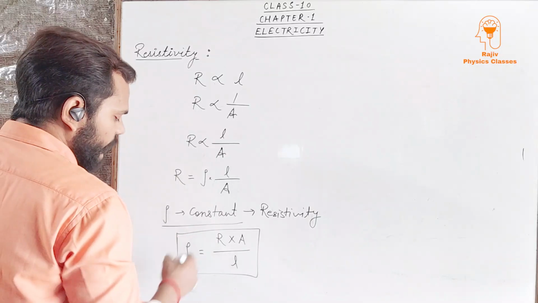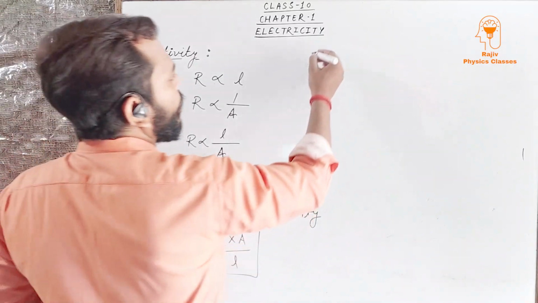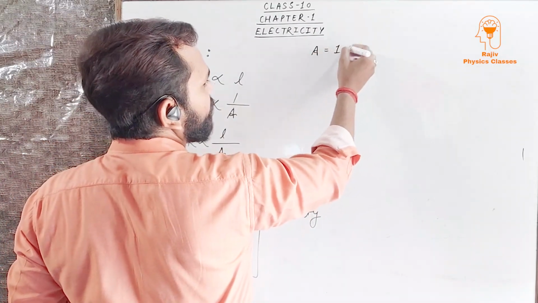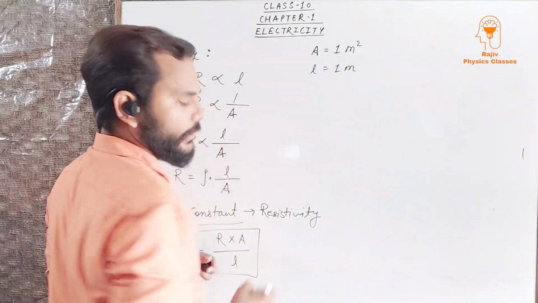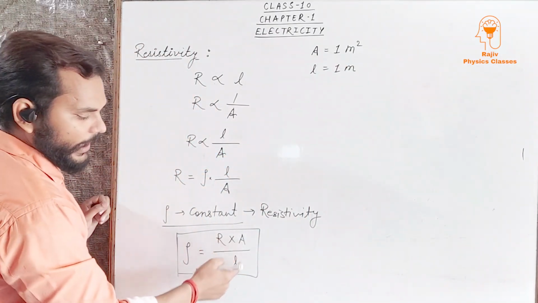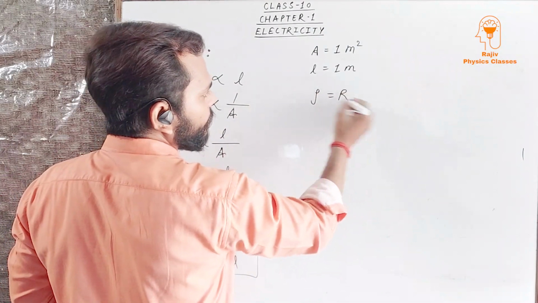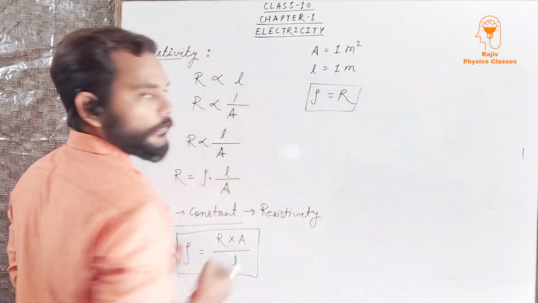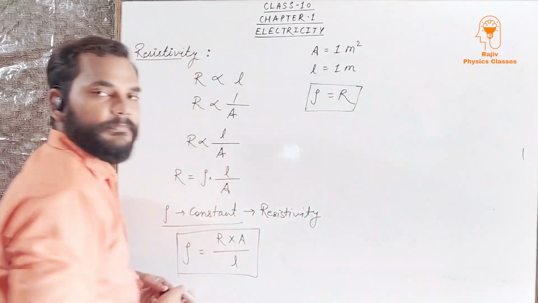Now the question is, from this formula, how can I get the definition? See, if I consider the area of cross section is equal to 1 meter square and the length of a conductor is 1 meter, and I put the value here 1 and 1, can I write rho is equal to R? Okay. Now from here only I define it.